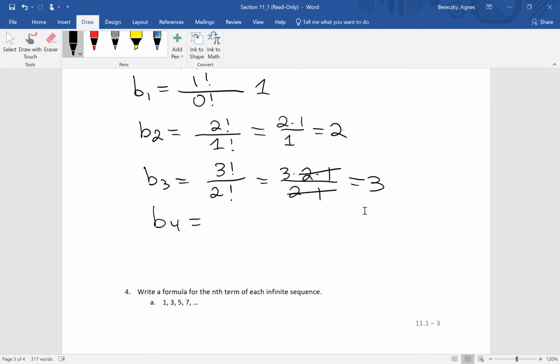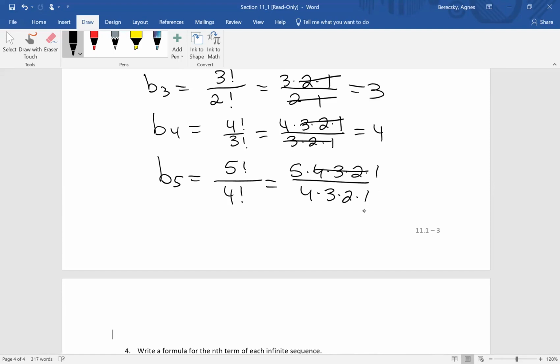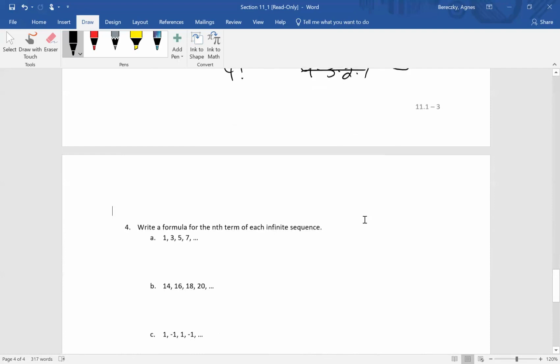B4 will be 4 factorial over 3 factorial. In this case, we know 4 factorial is 4 times 3 times 2 times 1. 3 factorial is 3 times 2 times 1. That cancels out. And lastly, we'll need to find B5, which is 5 factorial over 4 factorial. 5 factorial is 5 times 4 times 3 times 2 times 1 over 4 times 3 times 2 times 1. These two cancel out, so our answer will be 5.